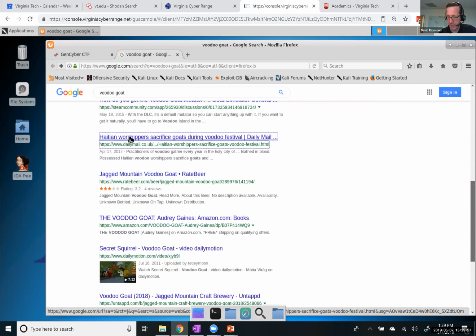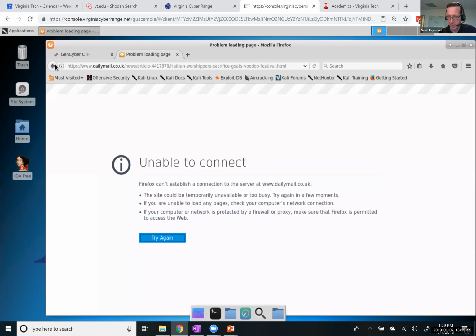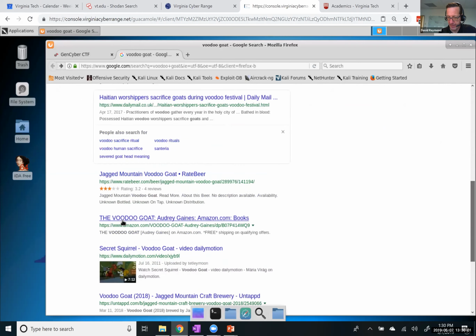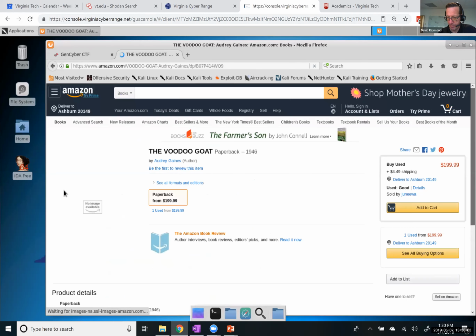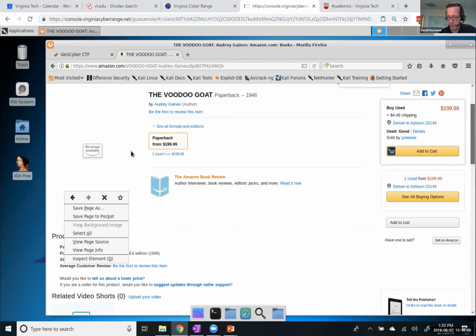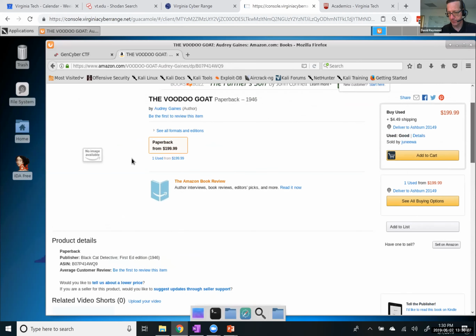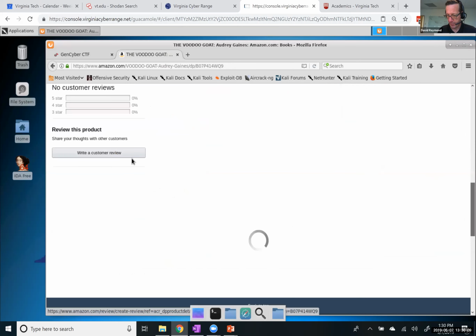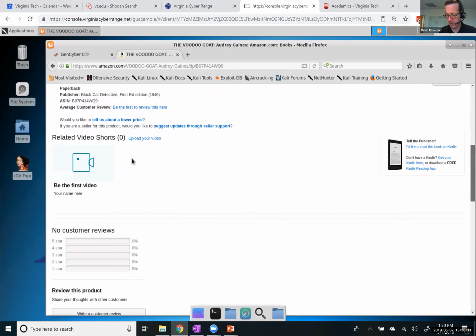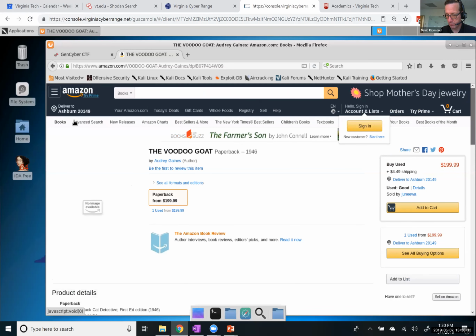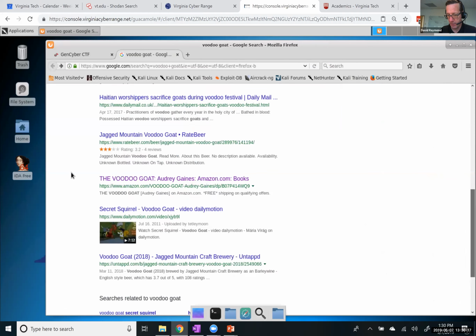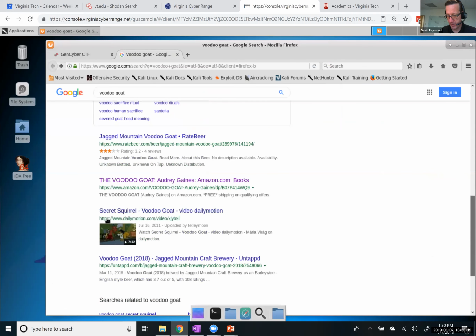Haitian worshippers sacrifice goats. The Voodoo Goat. Okay, there's a book called The Voodoo Goat. Paperback in Amazon. Ooh, from $200. I don't want to buy that book. Oh, here's Secret Squirrel Voodoo Goat. Okay, Secret Squirrel. Well, that was in the thing, right?